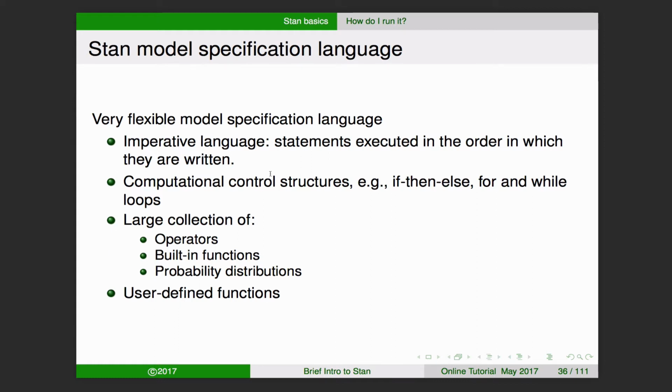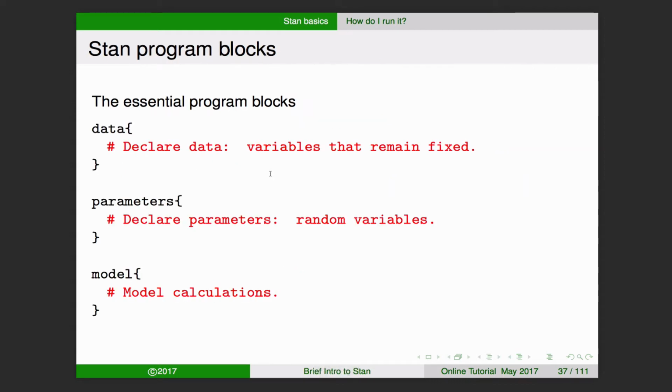Stan has a full collection of computational control structures, things like if-then-else blocks, for loops, while loops, and so on. It has a very large collection of operators, built-in functions, and probability distributions. You can write your own functions in the Stan language as part of your models. As part of that collection of operators and functions, it has full matrix algebra capabilities, which often simplify specifying models.